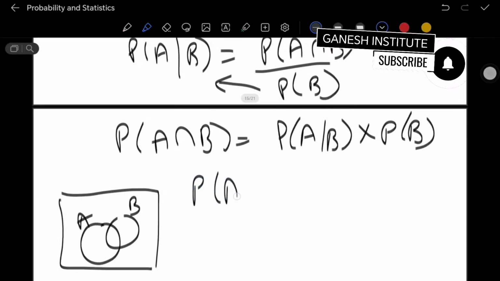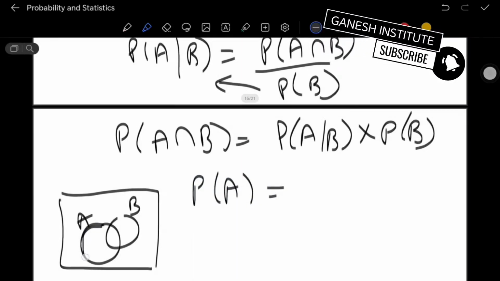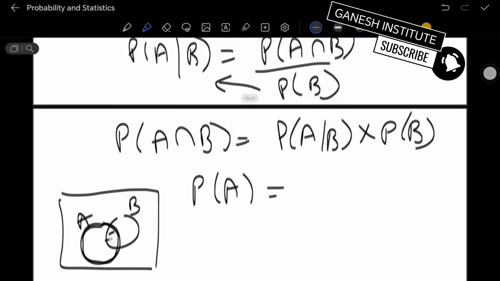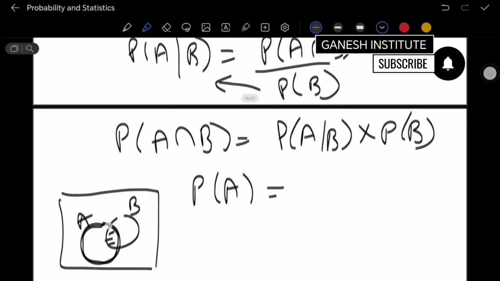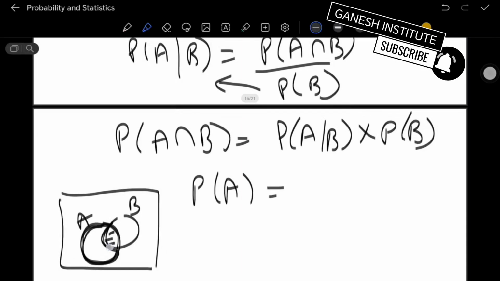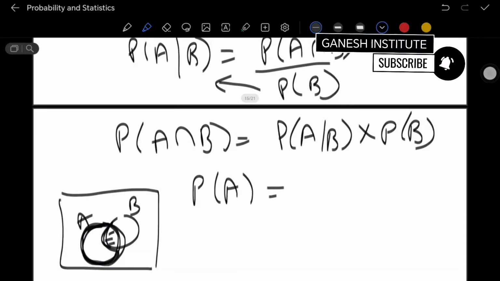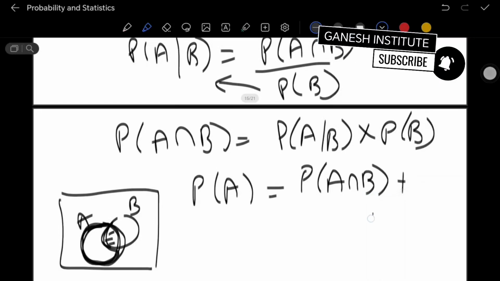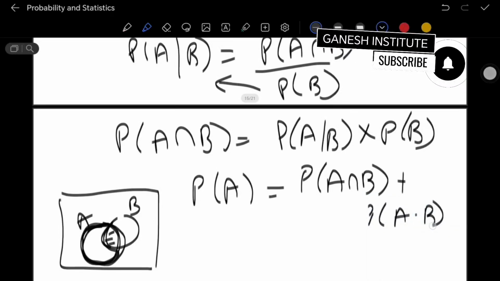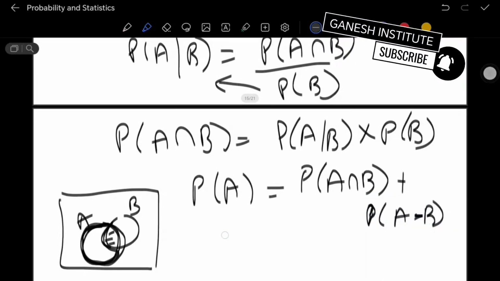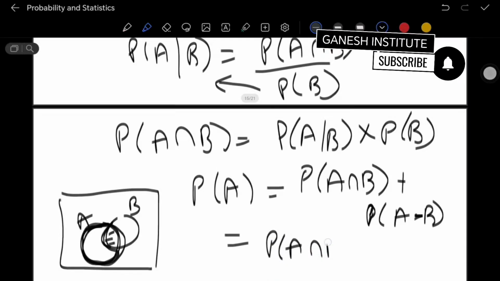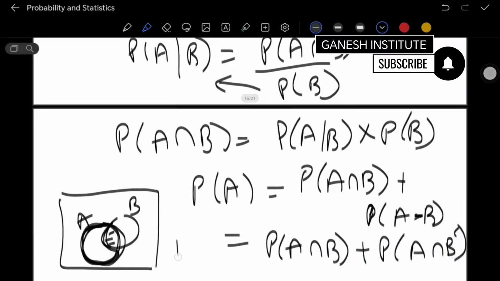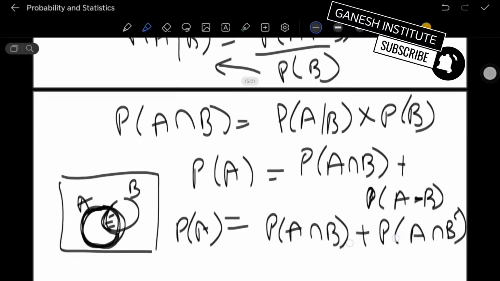Now, if I want to ask from the Venn diagram, this is A, this is B. Tell me, what is the probability of A? It is basically A intersection B, and only A is making P(A), right? So P(A) is P(A intersection B) plus P(A minus B). And this P(A minus B) can also be written as P(A intersection B complement), right? Correct?